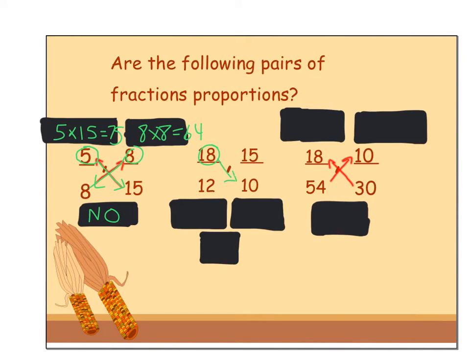18 times 10, which is 180. And then 15 times 12, which is also 180. So for this example, we would say yes, those are equal or proportional. And the last one, 18 times 30 is 540.